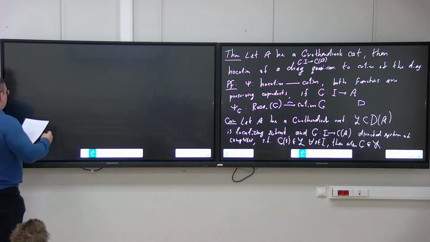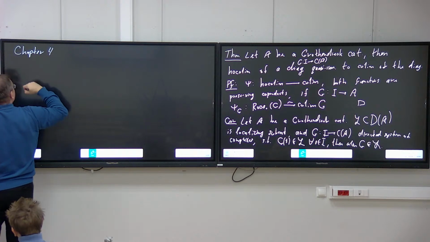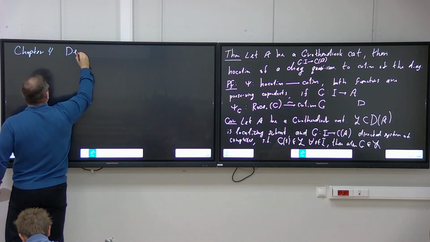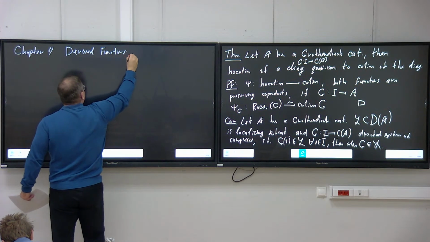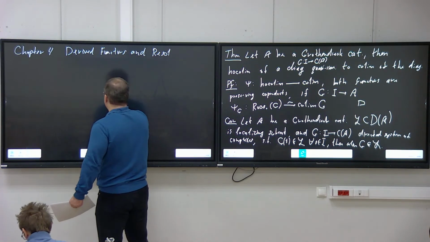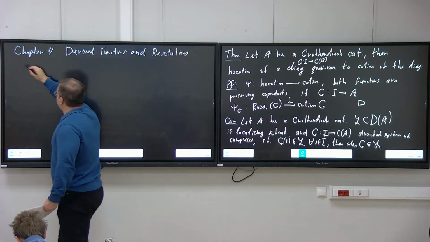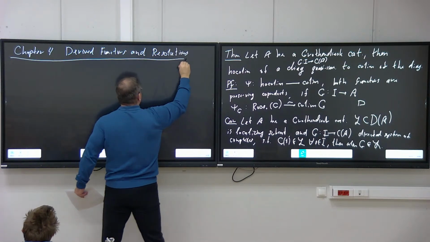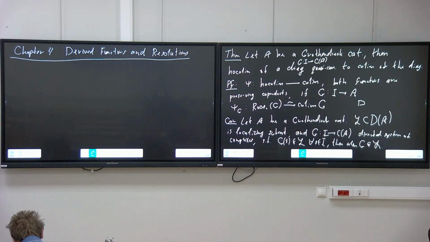Okay, I want to start chapter 4, which will be derived functors and resolutions. This is the chapter in which we discuss K-injective and K-projective resolutions, and also general properties of derived functors. And also, this is the chapter in which I'm going to show that if you take the derived category of a Grothendieck category, then the resulting category has Hom spaces which are just sets.